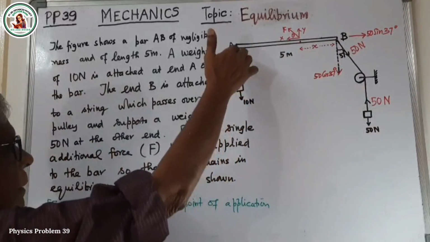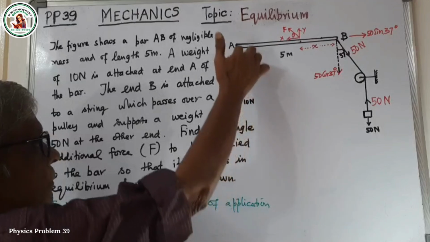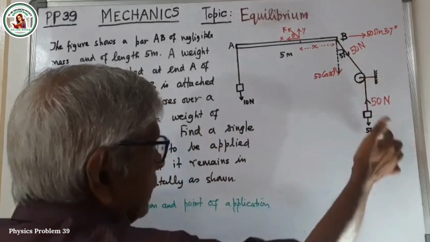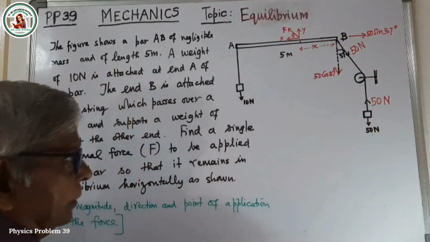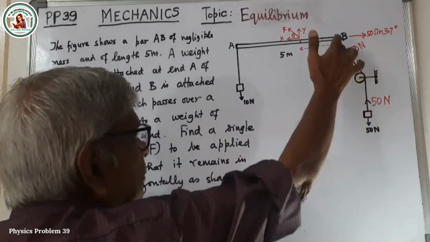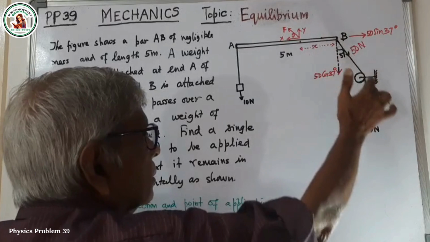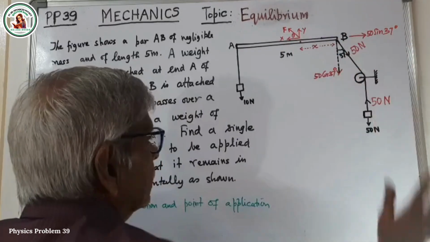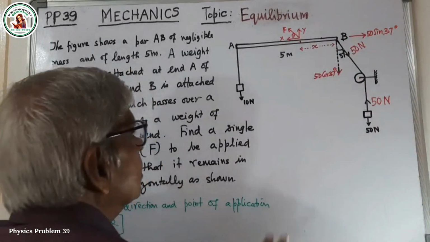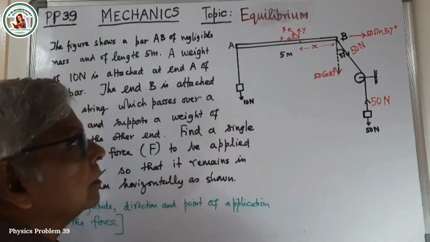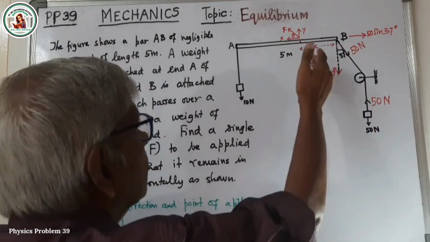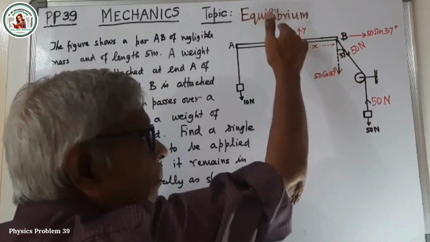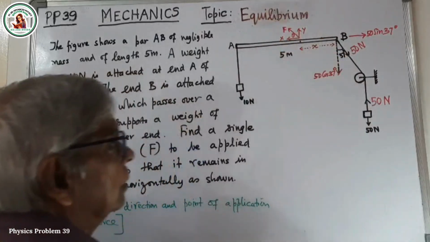One end has a 10 Newton weight suspended. The other end is connected to a string which is supporting a 50 Newton weight. So that 50 Newton will remain as the tension in this rope, making 37 degrees to the vertical. Now if you leave it as it is, due to the two forces as well as some small negligible weight, this will simply fall down.